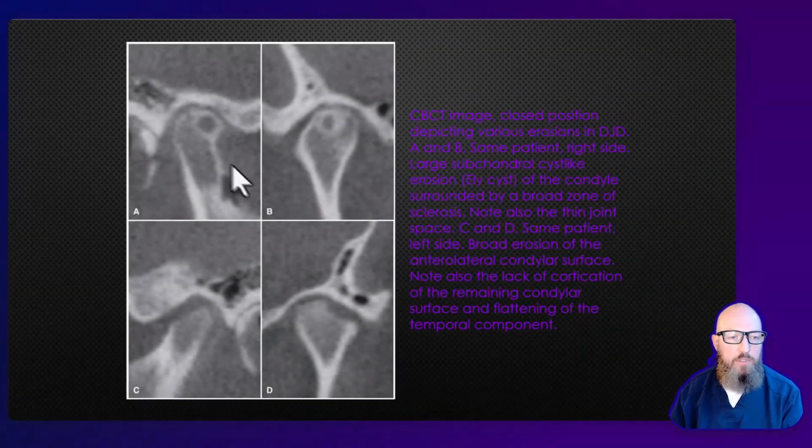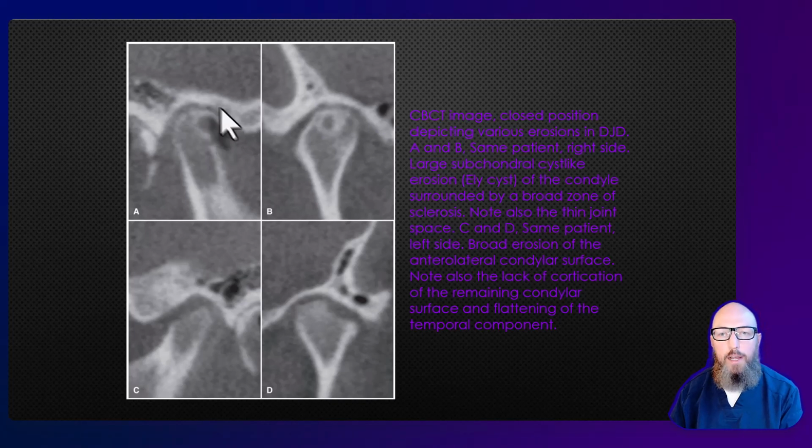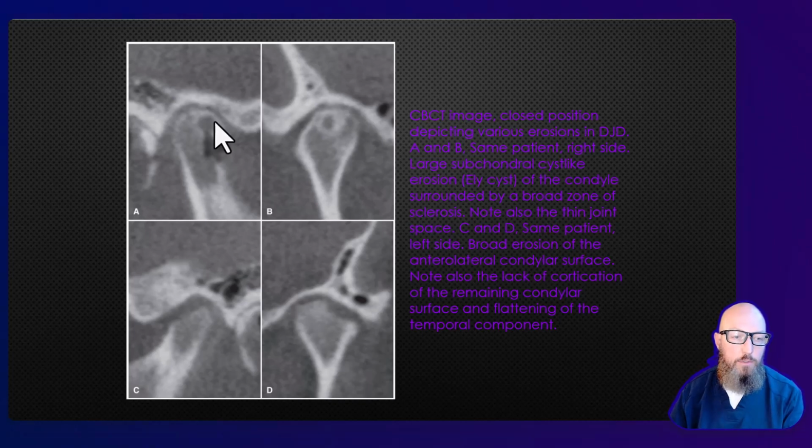Here's some better examples of Ely cysts. In fact, this is a fairly large one. Usually well-defined and corticated like this, so it can look like other pathology. But if it's adjacent to a joint surface, good chance it's going to be an Ely cyst or a subchondral, also called subcortical cyst. All those are synonyms.